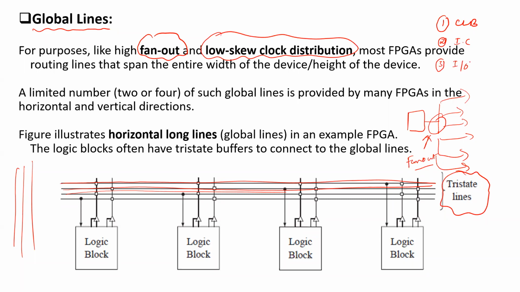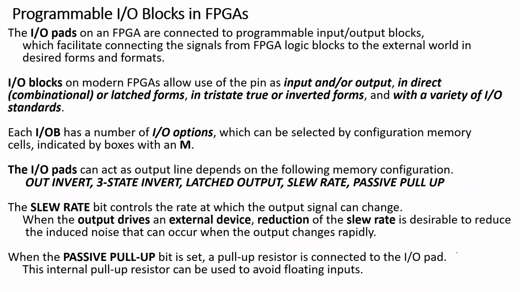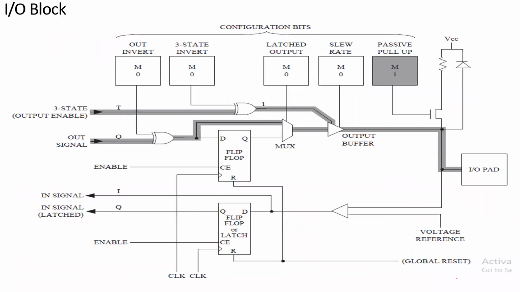So the next important component in the FPGA is the IO block. How does an IO block look? Normally this is what an IO block is. For whatever IC we are considering, near the edges of the IC you can find so many IO blocks. All these IO blocks are connected.